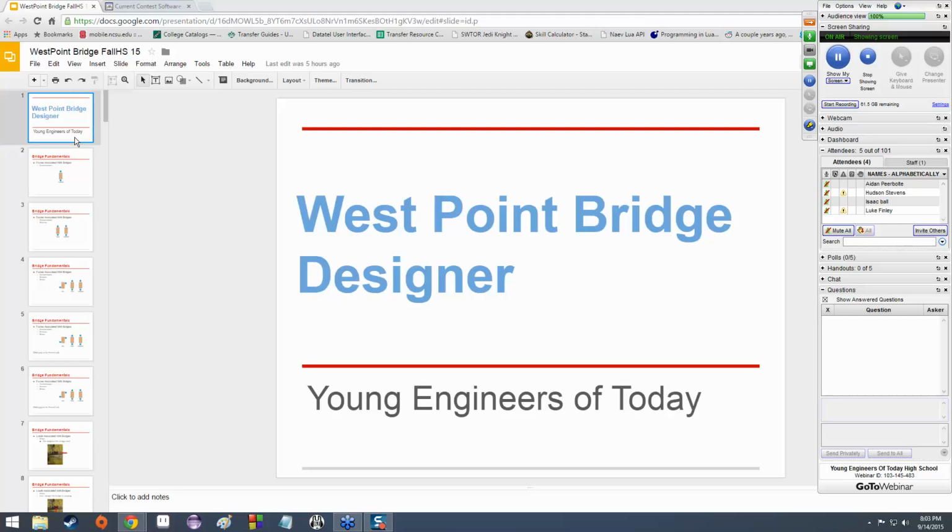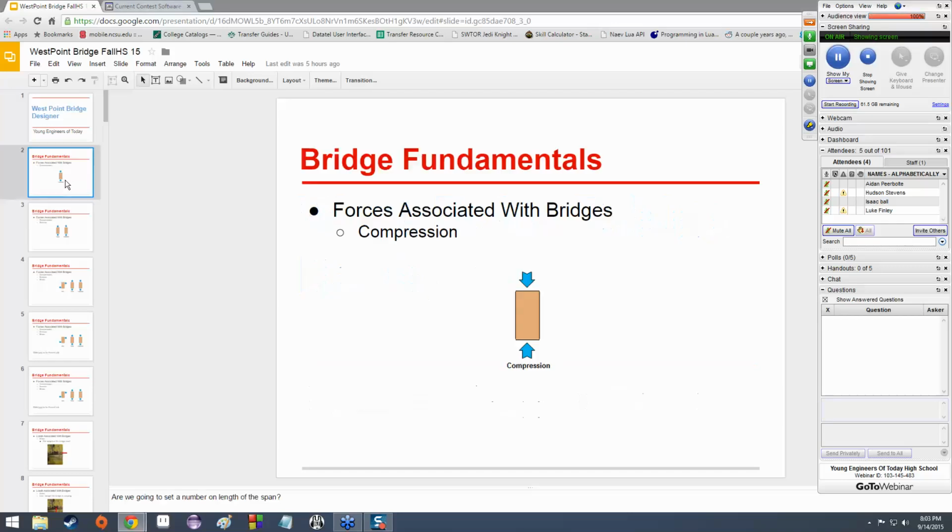so there are three major forces that you have to worry about as a bridge designer. The first one is compression. Compression is when you take a material and you try and smash it.